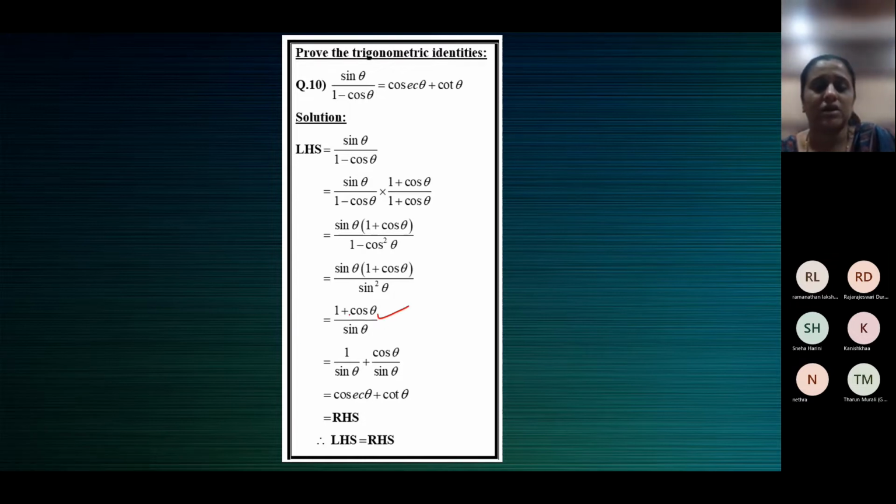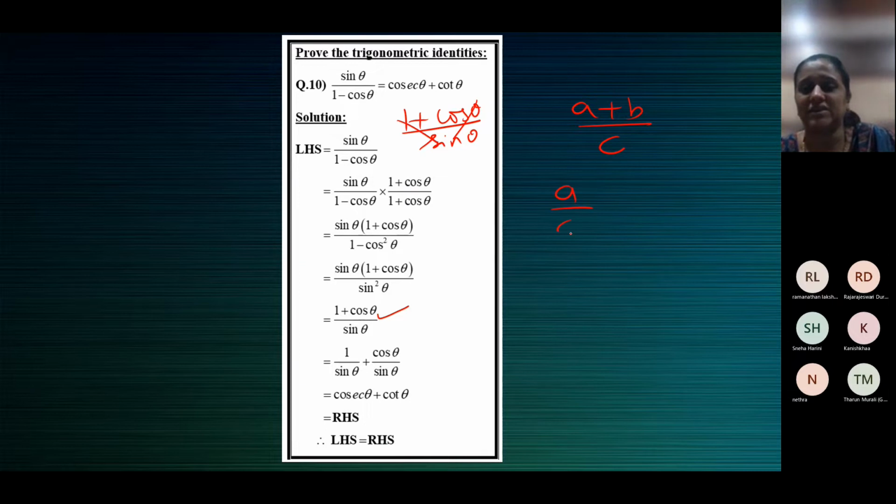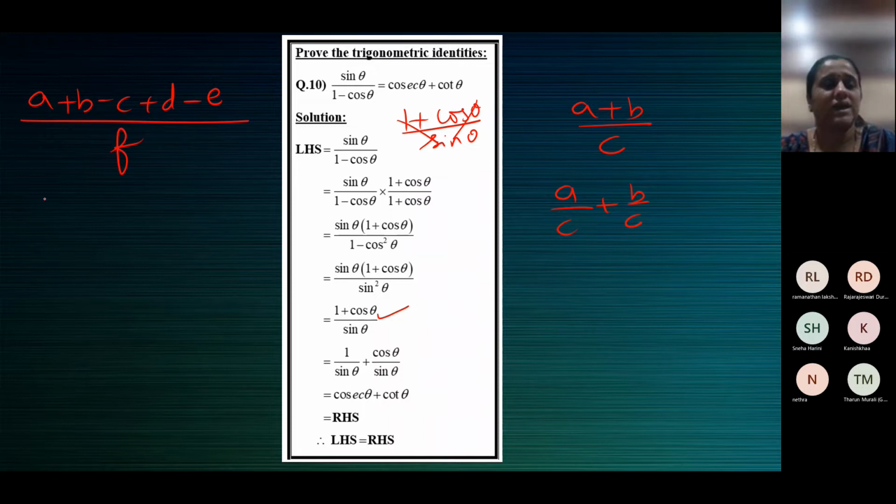After this, 1 plus cos theta by sin theta can be written as 1 by sin theta plus cos theta by sin theta. See here, a plus b by c can be written as a by c plus b by c. A plus b minus c plus d minus e by f can be written as a by f plus b by f minus c by f plus d by f minus e by f.